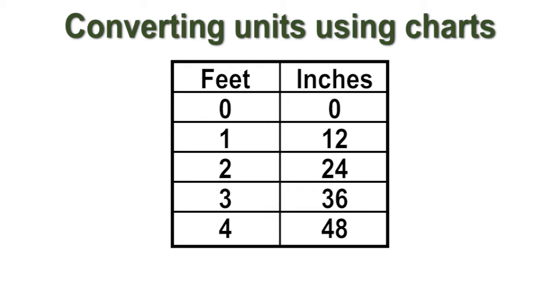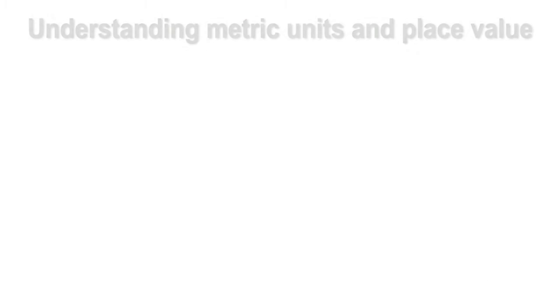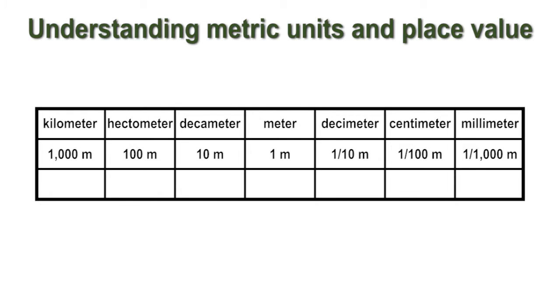The idea of multiplicative comparisons taught previously in the year will also be used to describe the relationship between the larger and smaller units. In this table, we can see that 1 foot is 12 times as long as 1 inch. In 4th grade, students only convert larger units to smaller units. Students will work with the standard unit of measurement as well as the metric unit for measurement. When working with the metric units, students will have the opportunity to make connections between place value and metric units.